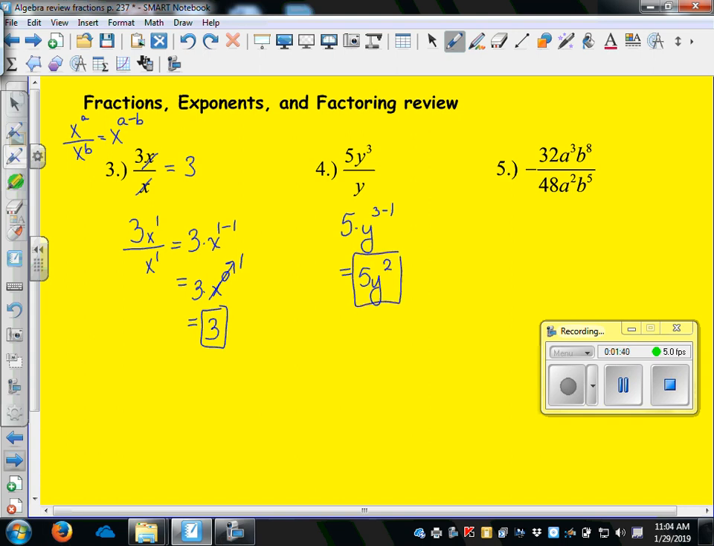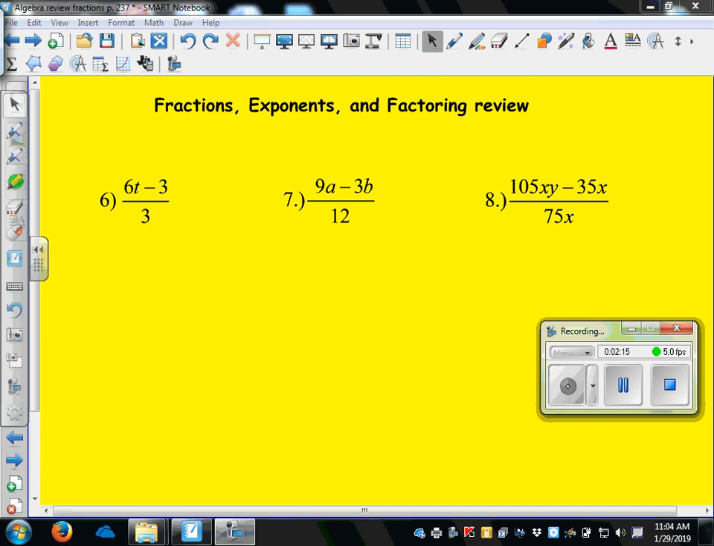Number 5, I have negative 32 over 48, which I can reduce. I can divide both of those by 16. So I have 2, and 48 divided by 16 is 3. And so I have negative 2 over 3. And then I'm going to put the a in the numerator and subtract those exponents, 3 minus 2, and b to the a minus 5. And that's going to give me negative 2 over 3. And then on the top I have a to the first and b cubed.